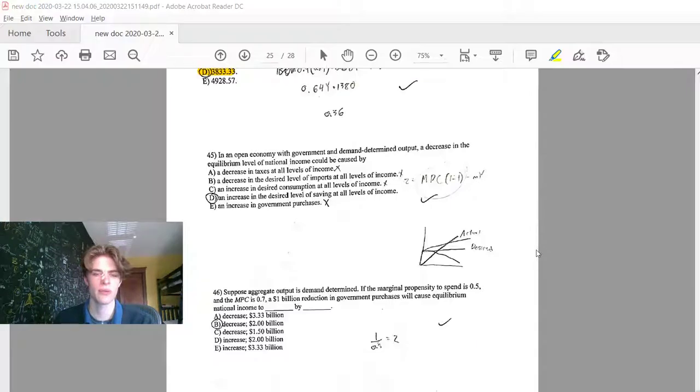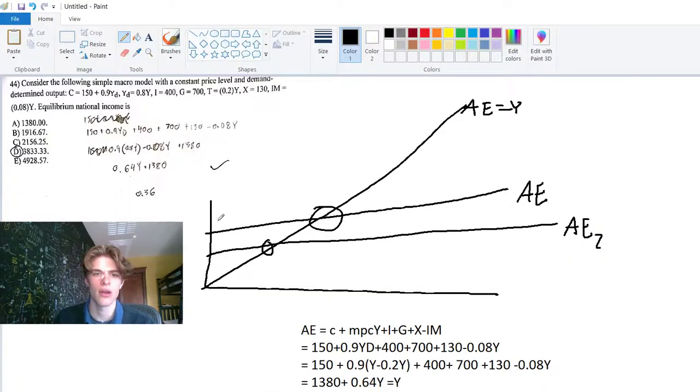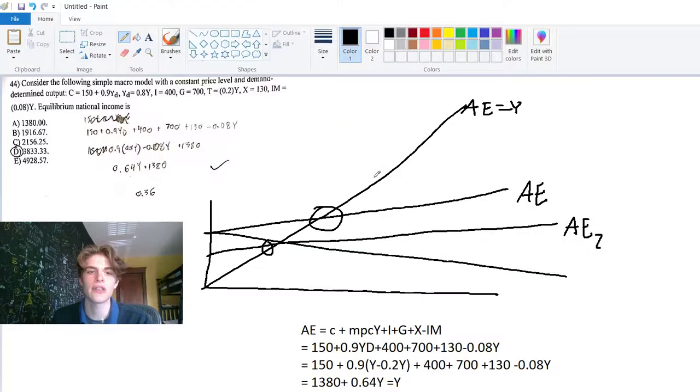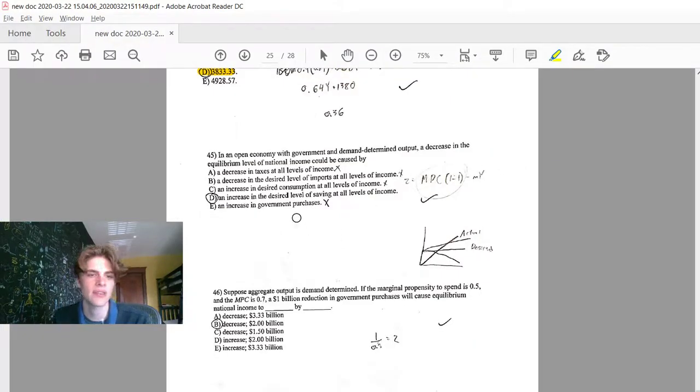So how do we do that? That could also be a rotation. Could also be a rotation downwards. That's like a really extreme example, but it would still work. So, a decrease in taxes at all levels of income. Well, that would increase. I'll do these all in different colors. So the first one would increase with lower taxes.